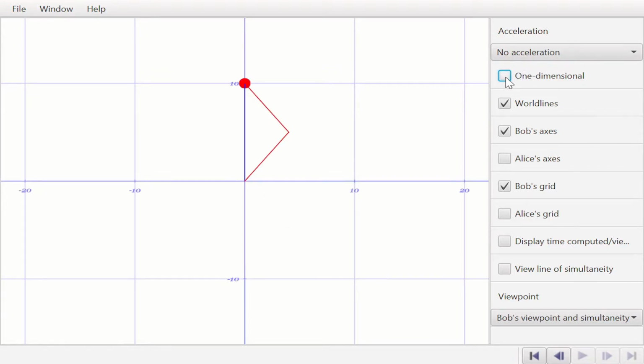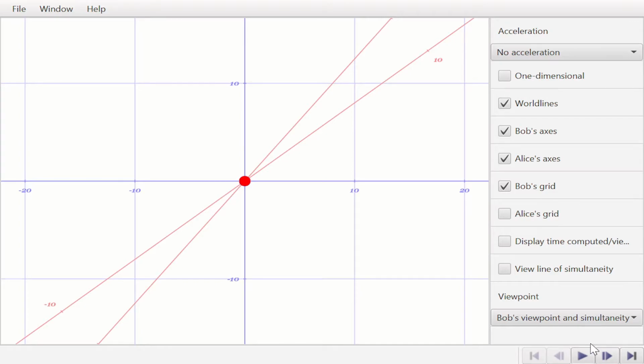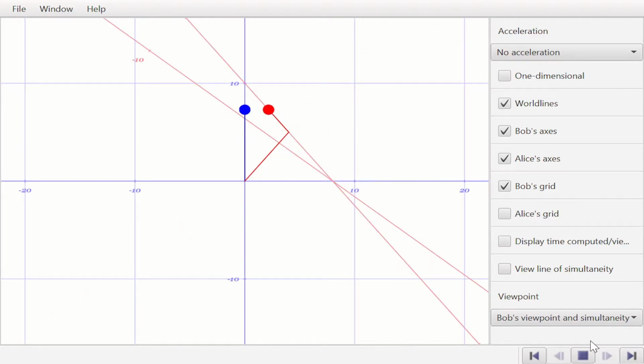So we can turn off this one dimensional. We'll just see it the way it normally would be drawn, without the axes moving. Okay, now to see that Alice is in two different frames, we can display her axes. Let's go back to the beginning, and we see that her axes are already tilted. So to start, she's going at one velocity, and now she's changing her frame of reference.